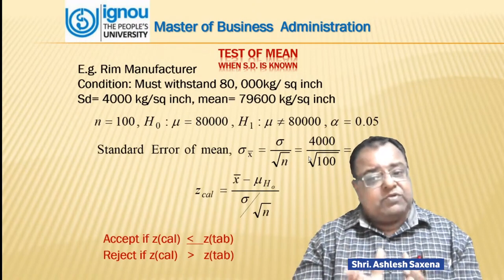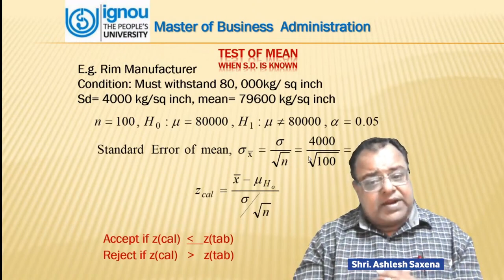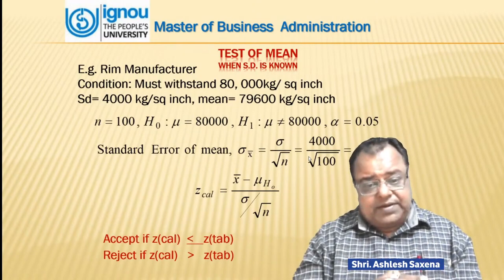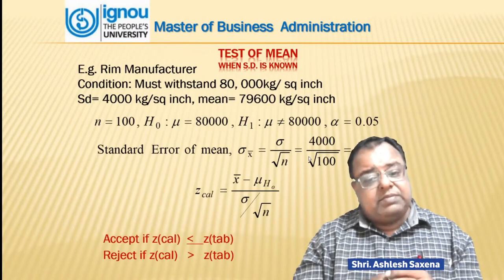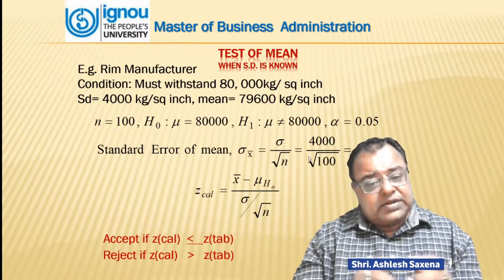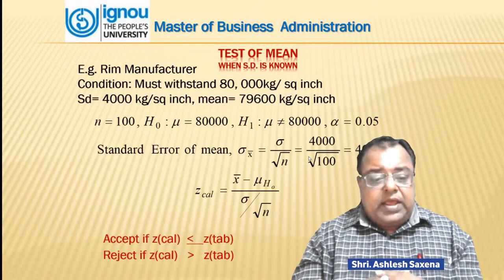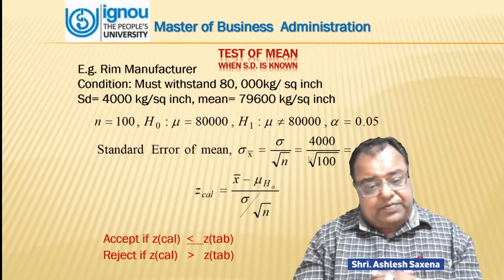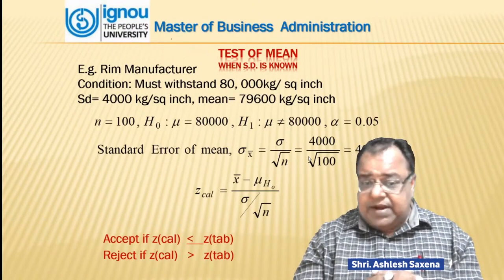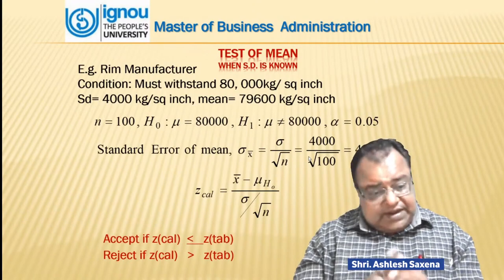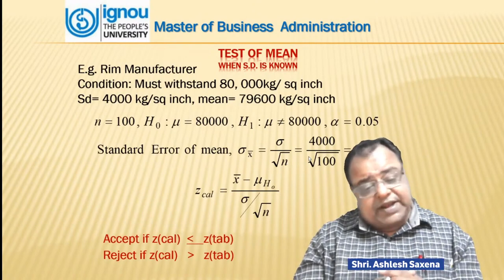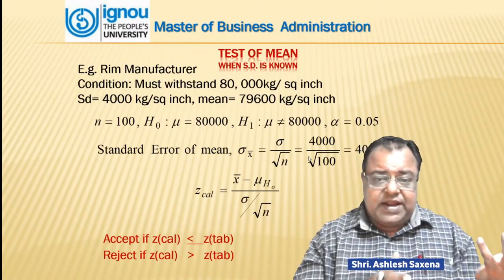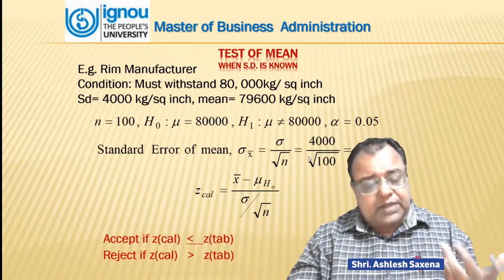Alpha is 0.05. The standard error of the mean is calculated, that is sigma by root n. Putting in the values, we get 400. Then we calculate the Z value, which is equal to x bar minus mu H0 upon sigma divided by root n. Now, if the Z calculated value is less than the tabulated Z value, it is accepted. And if the Z calculated value is greater than the Z tabulated value, we will reject the condition. This is how the problem is solved.